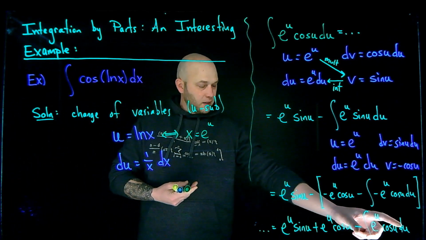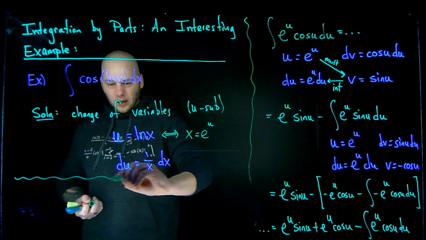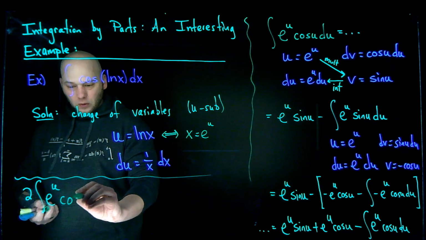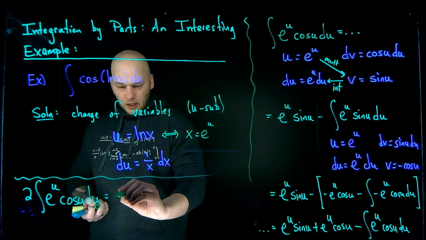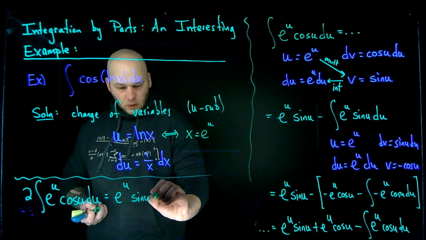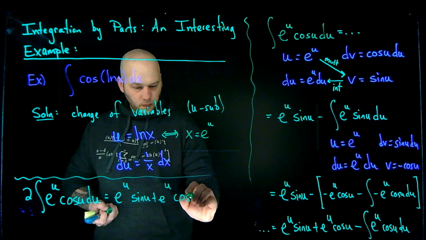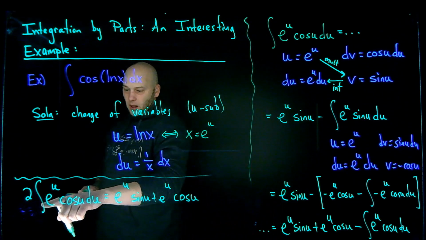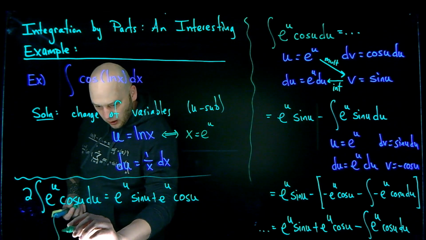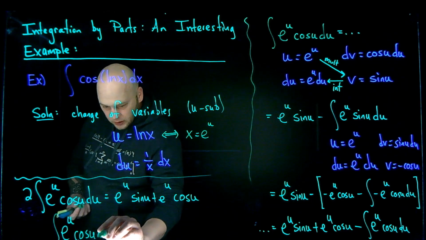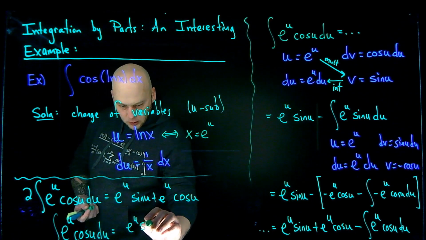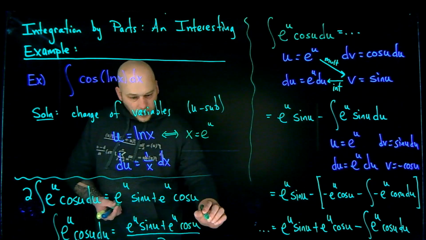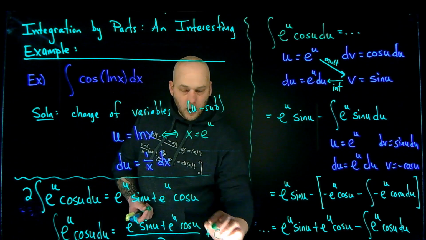Okay, so what that gives me, if I add that integral to the other side, I'm going to get twice the integral of e to the u cosine of u du is equal to e to the u sine u plus e to the u cosine of u. And of course, there's going to be an arbitrary constant of integration that I'll throw on at the end. But the idea is all I have to do now is divide by 2, and I get the integral of e to the u cosine of u du is e to the u sine u plus e to the u cosine of u divided by 2. And since this is an indefinite integral, I also have a plus c on the end.